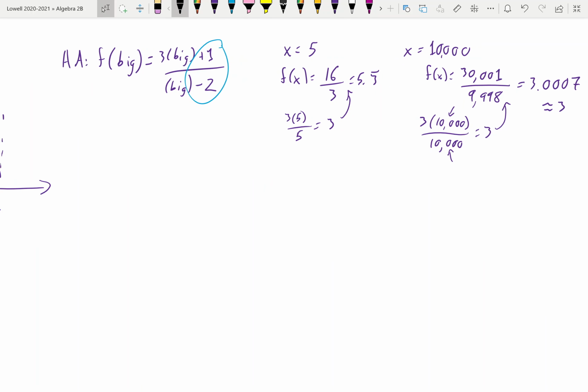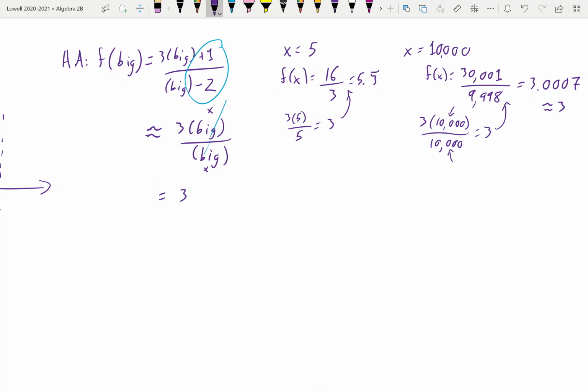Okay, so what was the point of this demonstration? Well, what we can say then is that when x is really, really big, this function is essentially equal to just this: 3 times that big number, or 3x, over that big number. Remember, these big numbers are the same value. They're both the same x value. And so what we can actually do is simply cancel them out like so. And we're left with 3.